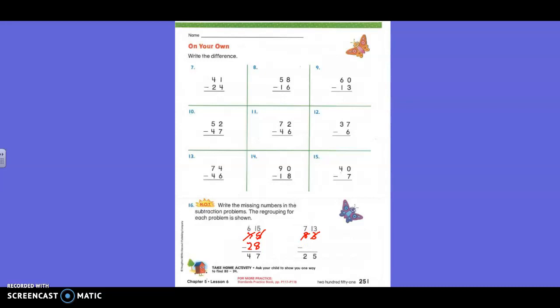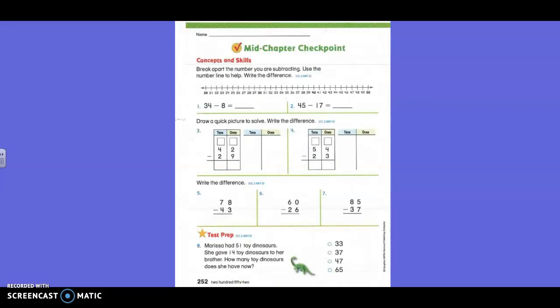Now, 13 minus what is 5? Ivan? 8. Yes, 13 minus 8 is 5. 7 minus what is 2? Ina? 5. Yes, 7 minus 5 is 2. That's 83 minus 58. Not too bad? Okay, next problem.